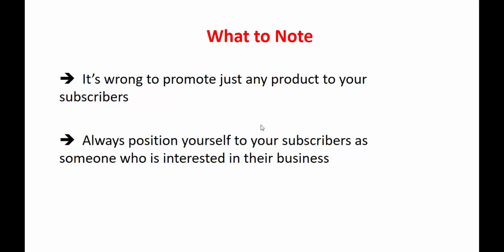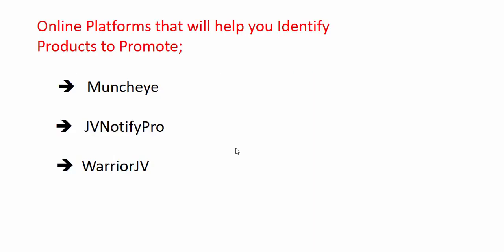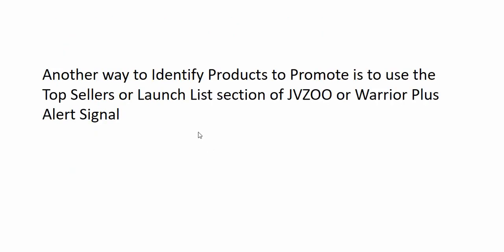So, here's a list of 3 online platforms that will help you identify products to promote: MunchEye.com, JVNotifyPro.com, WarriorJV.com. Another way to identify products to promote is to use the top sellers section on BB or launch list section on Warrior Plus Alert Signal. So let's start by checking out the first one, MunchEye.